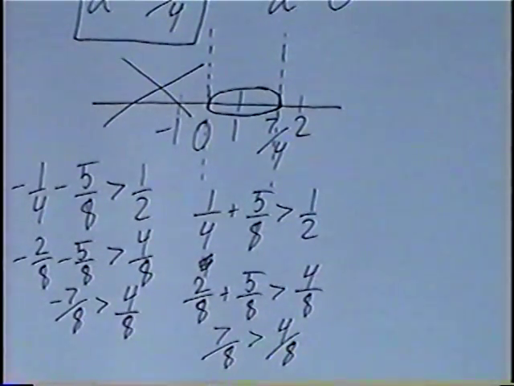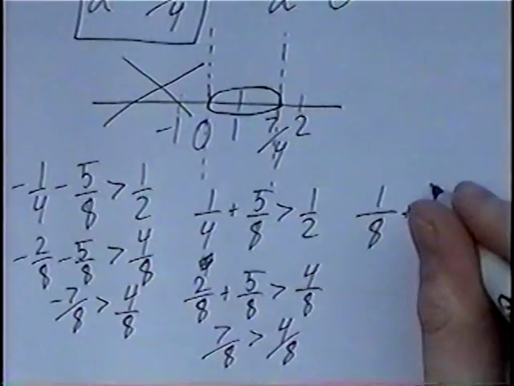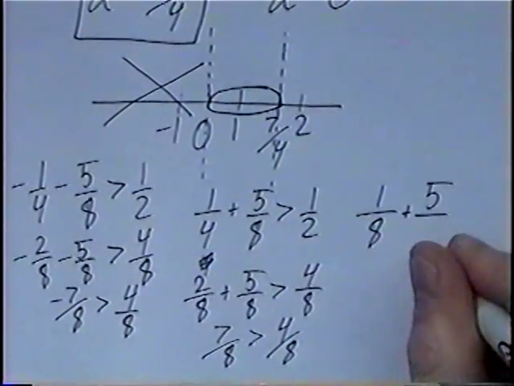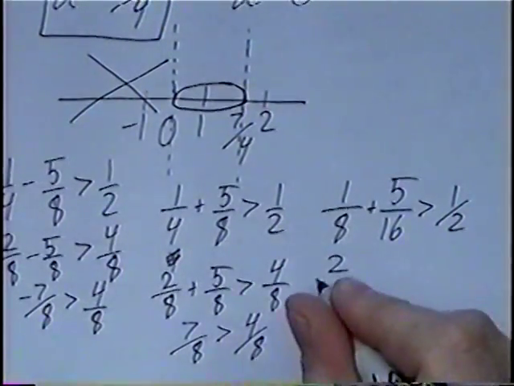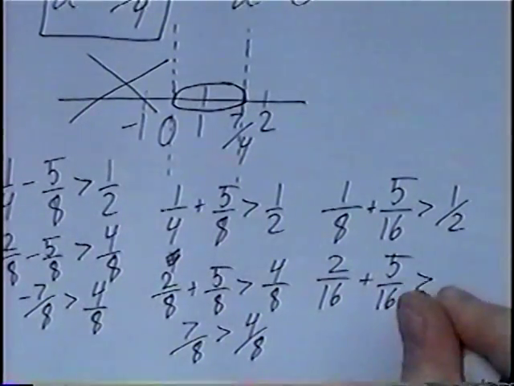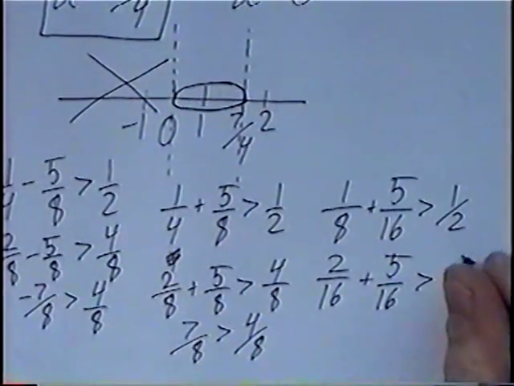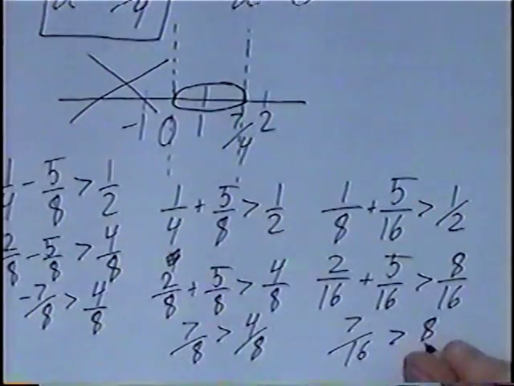Plugging a 2 into the original equation, we'll have 1 over 4a, or 4 times 2, which would be 1/8, plus 5 over 8 times 2, which would be 16, is greater than 1/2. Getting common denominators again, the first fraction would be 2 over 16, plus 5 over 16, is greater than, changing 1/2 into 8 over 16. Adding the fractions, we'll have 7 over 16 is greater than 8 over 16.